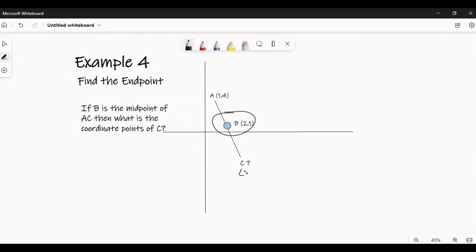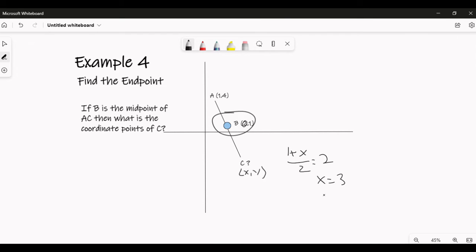If we put C as x comma y, we know the average of x and 1, in other words 1 plus x over 2, would equal the x coordinate of B, which is 2 in this case. So 1 plus x over 2 has to equal 2. If we solve for that, we get x equals 3, multiplying by 2 and then subtracting 1.